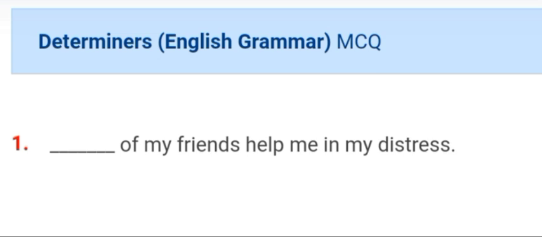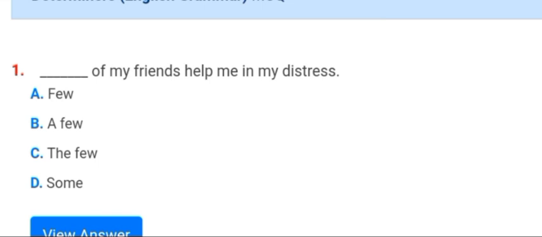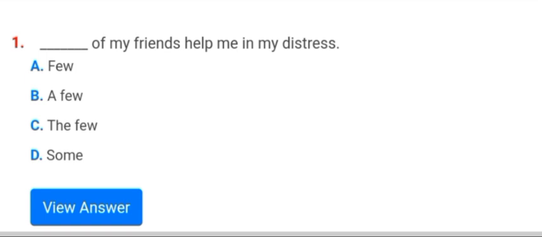Determiners English Grammar MCQ. Question number 1. Dash of my friends help me in my distress. A: few, B: a few, C: the few, D: some. Correct answer: option A, few.